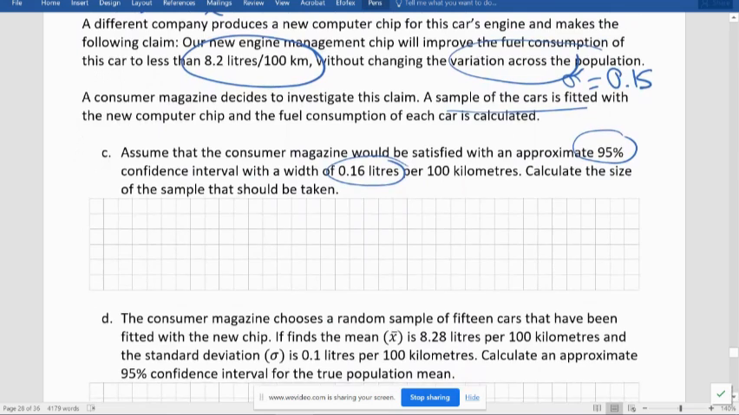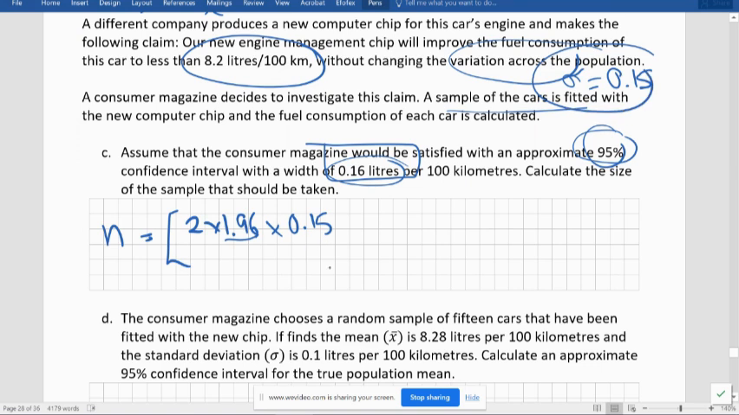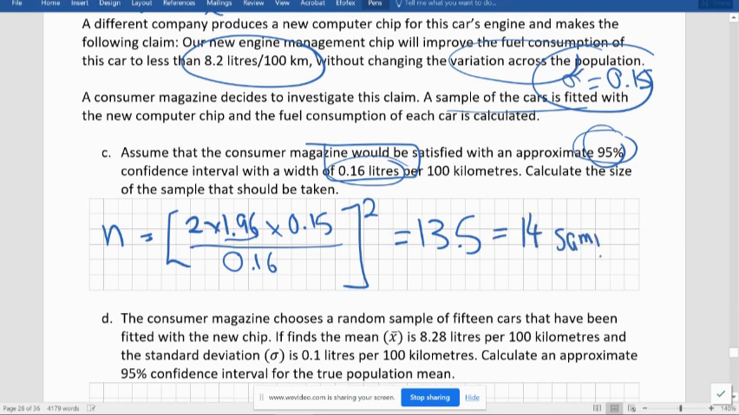So they want to do a 95% confidence interval, but they want the width to be that. So they're actually going, you know what, for some reason, we think that our answer will be more accurate if we have a width of 0.16, okay? So calculate the size of the sample. So using that formula for n, we just go 2 times 1.96, that's the Z value, because it's 95%, it's 1.96. We put the standard deviation, which you may have missed, okay, it hasn't changed from the previous, and then we put our width, okay. And the answer is 13.5, which would be 14 in the sample, okay.